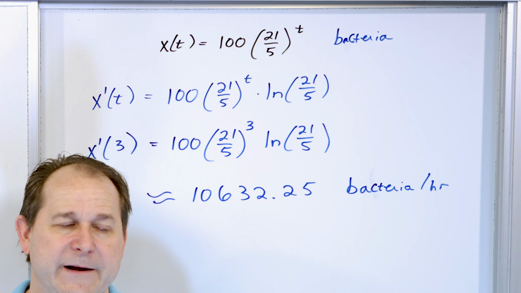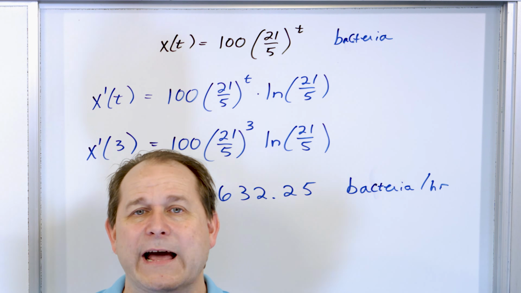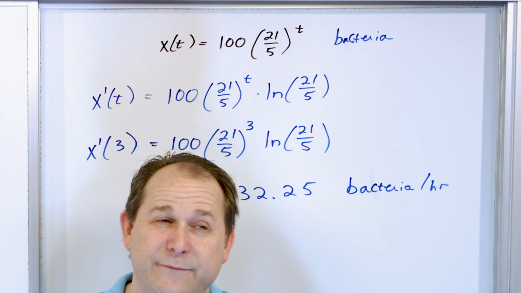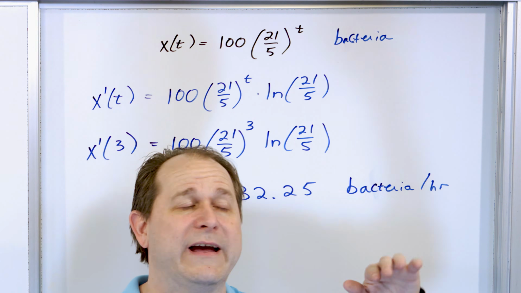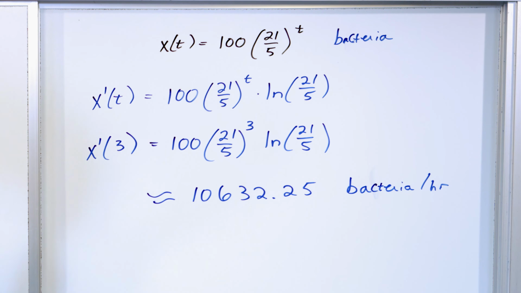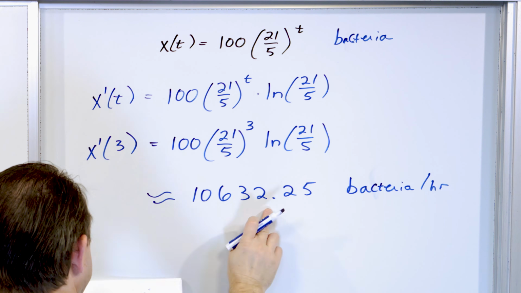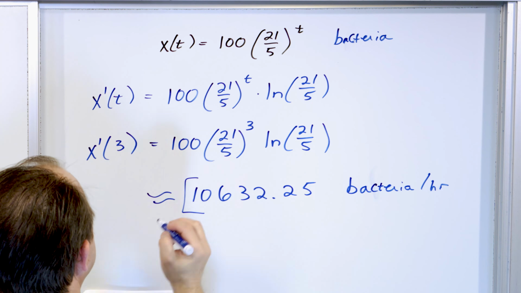So that's why we say it's very important to start investing at an early age. And it's very important not to take on too much debt, because if you take on debt at an early age, it grows exponentially as well. So approximately 10,632.25, that's what it works out to be.